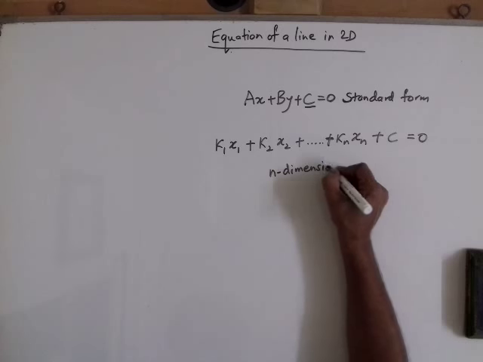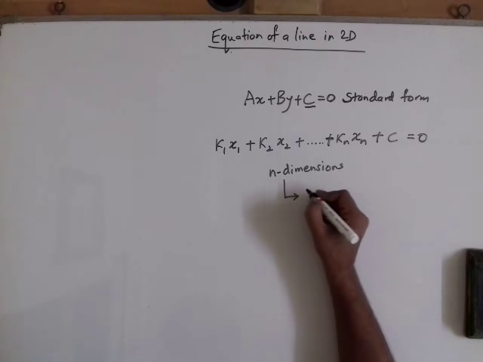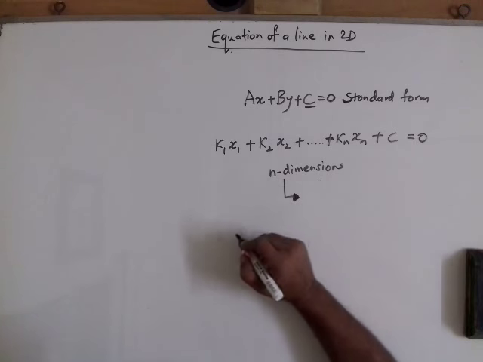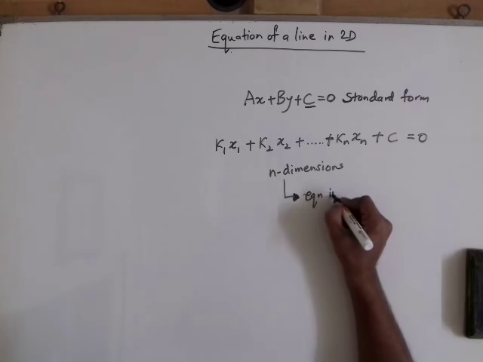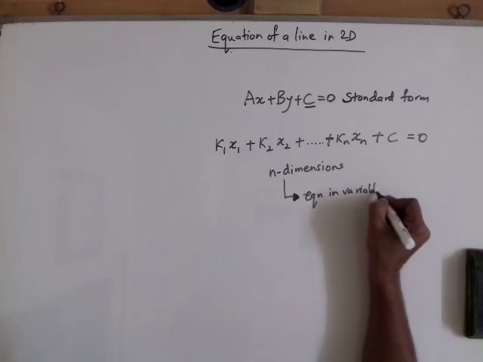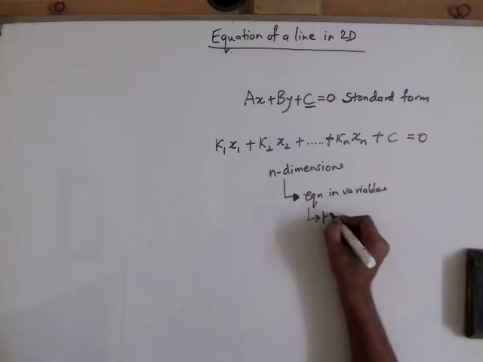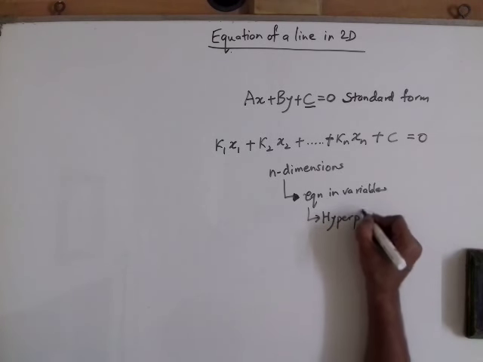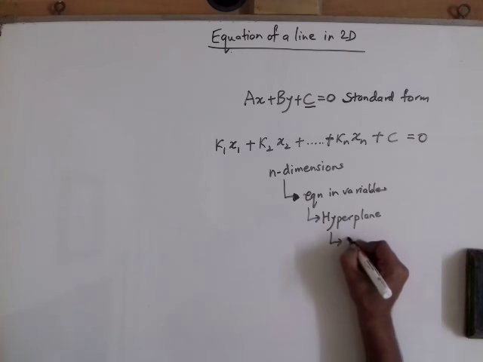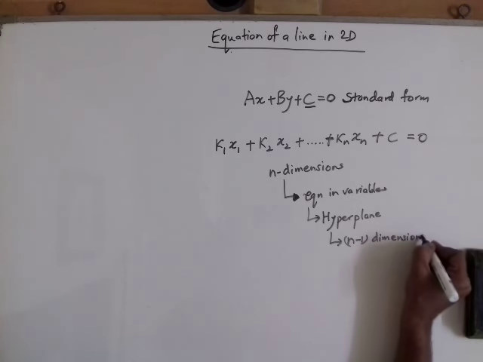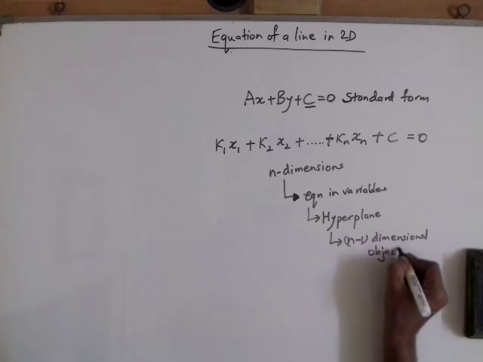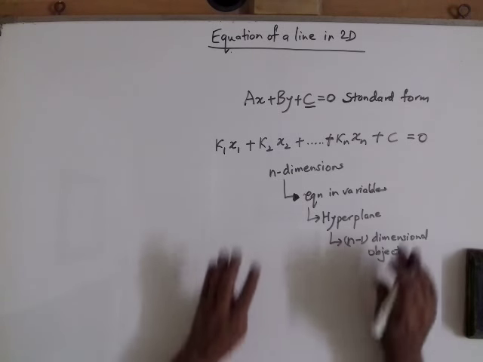And though we will cover this later, I am going to give you an early piece of information. In n dimensions, this equation in n variables represents something called a hyperplane, which is an n minus 1 dimensional object. I am not going to go into any further explanations here, but please remember that.